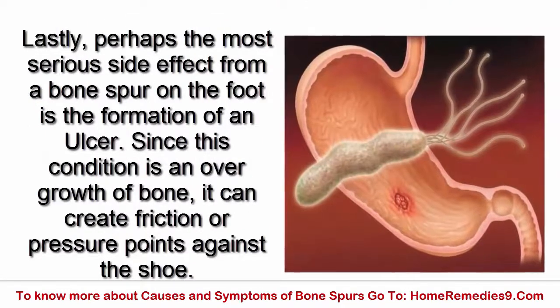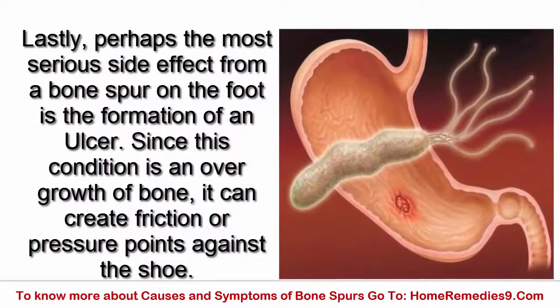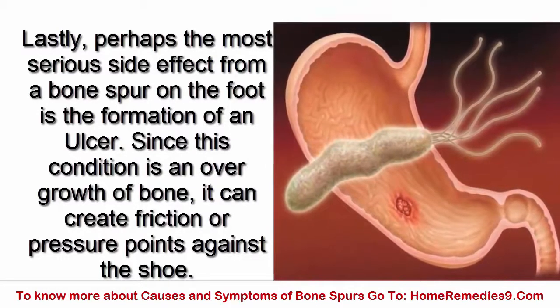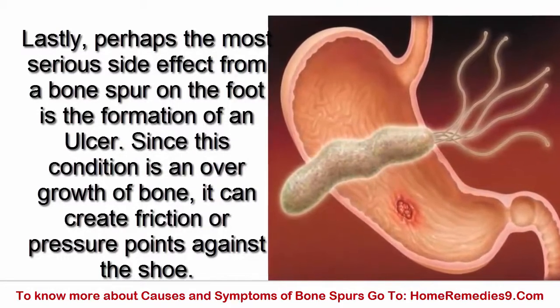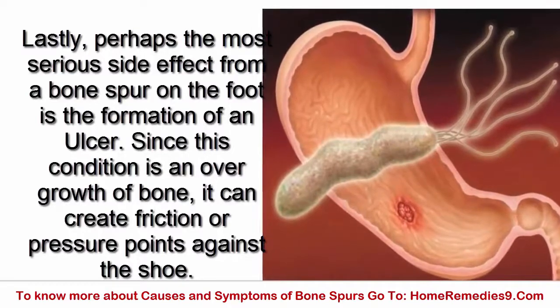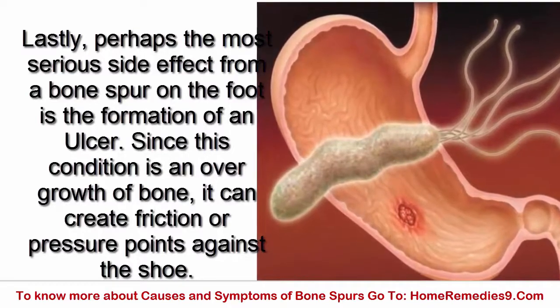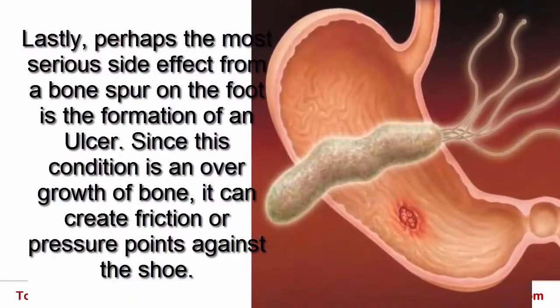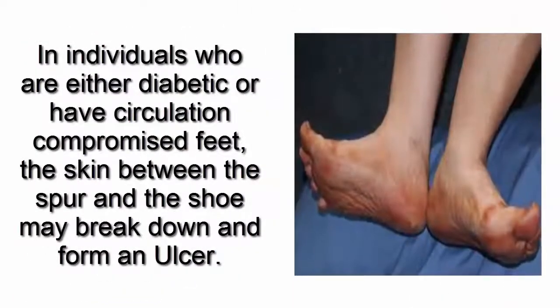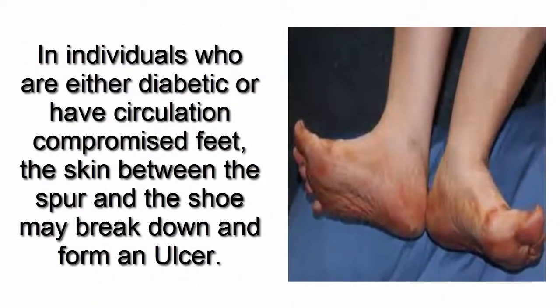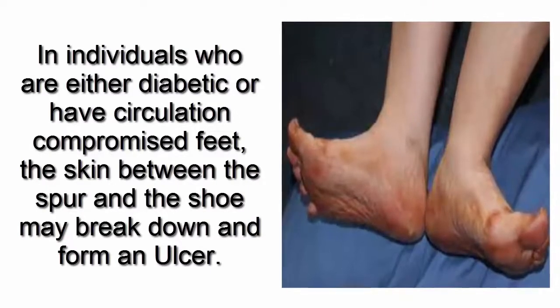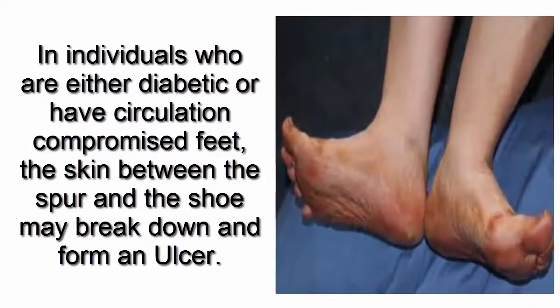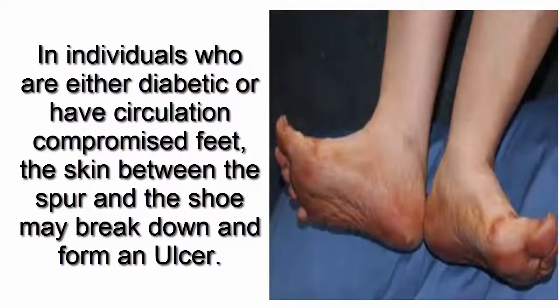Lastly, perhaps the most serious side effect from a bone spur on the foot is the formation of an ulcer. Since this condition is an overgrowth of bone, it can create friction or pressure points against the shoe. In individuals who are either diabetic or have circulation-compromised feet, the skin between the spur and the shoe may break down and form an ulcer.